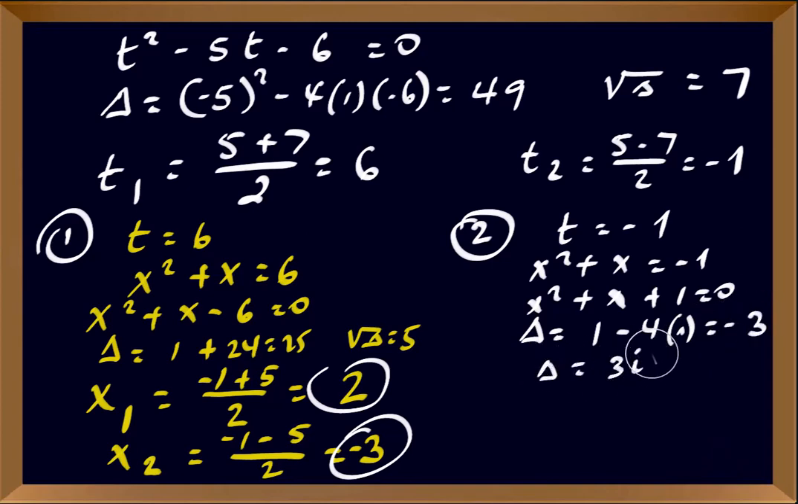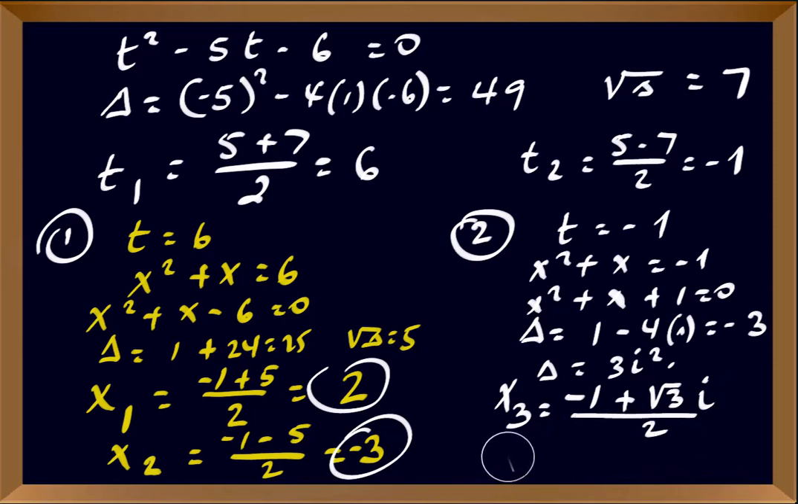We are going complex here, and then you can say the third root, x3, is equal to minus 1 plus square root of 3 i over 2, and the last root will be another complex one, x4 is equal to minus 1 minus square root of 3 i over 2. So we found all the roots.